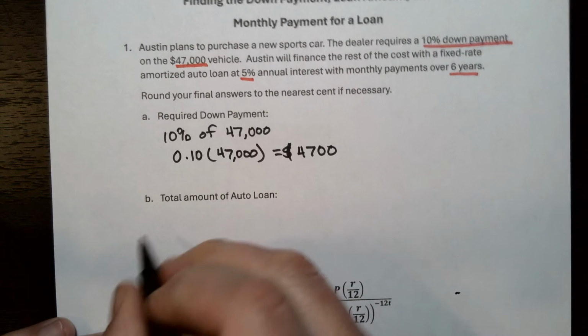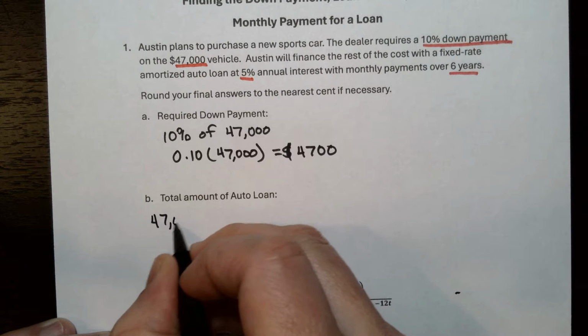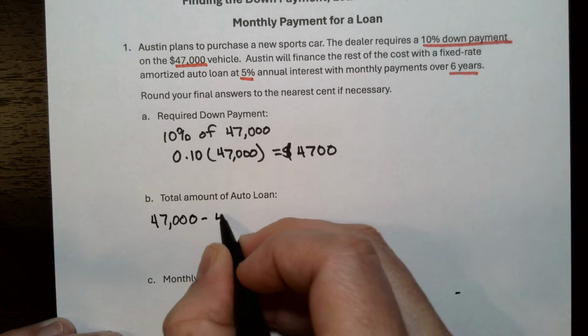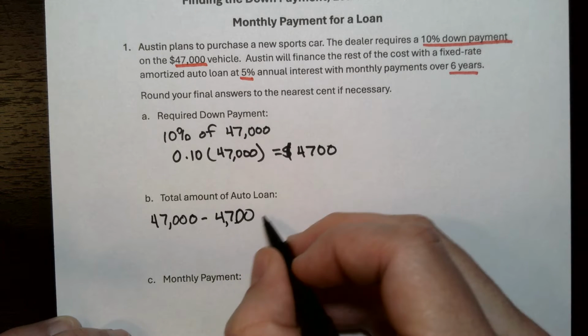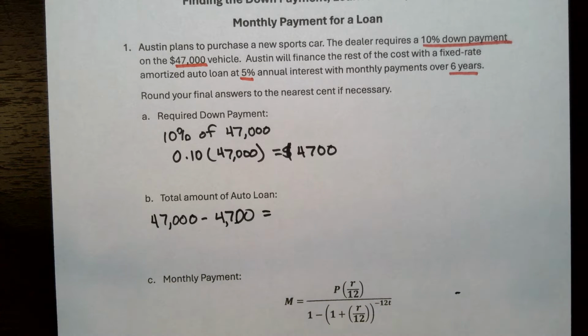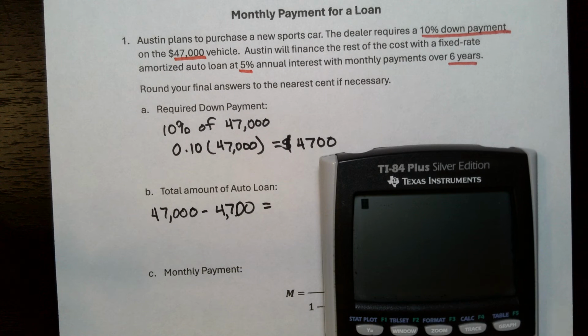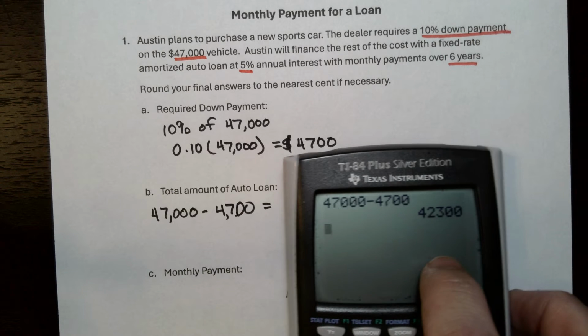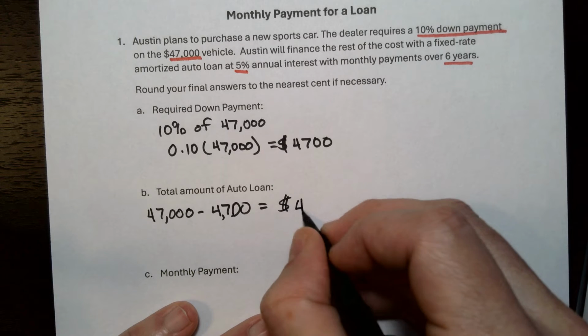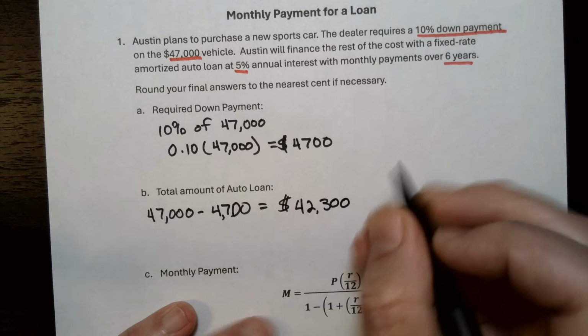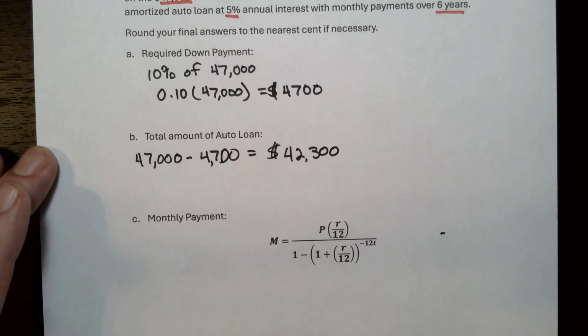So what we do is we take the 47,000 and we subtract off the down payment, to see how much the loan is actually going to be for. So 47,000 minus 4,700 is 42,300. That's how much the loan is going to be for. And our last question on this is find the monthly payment.